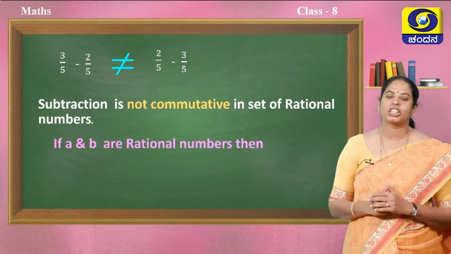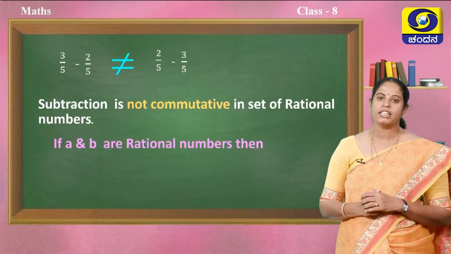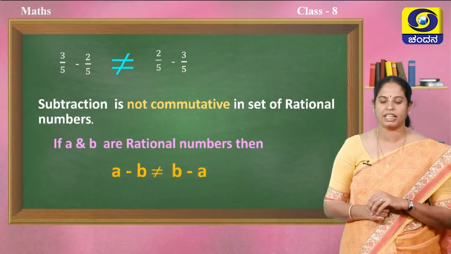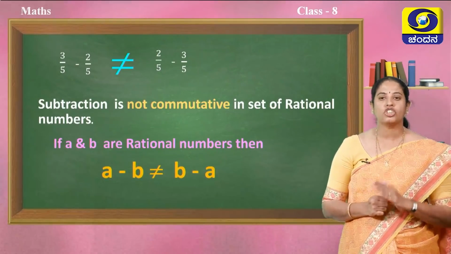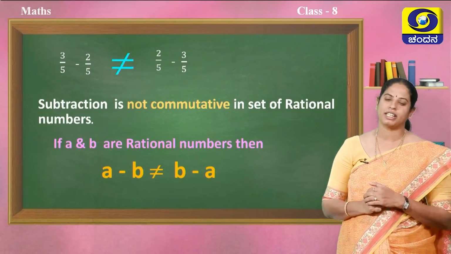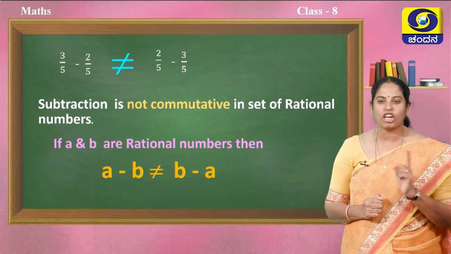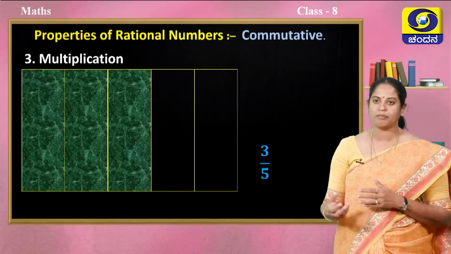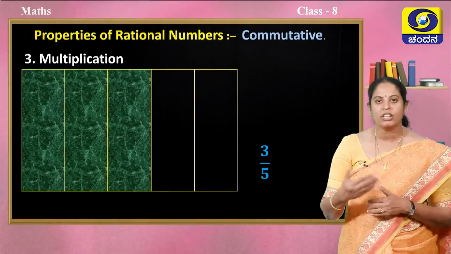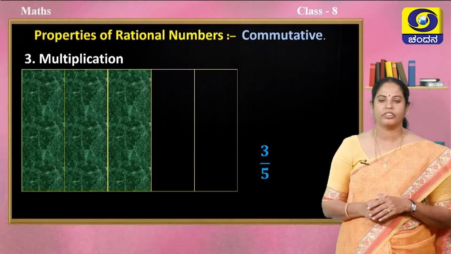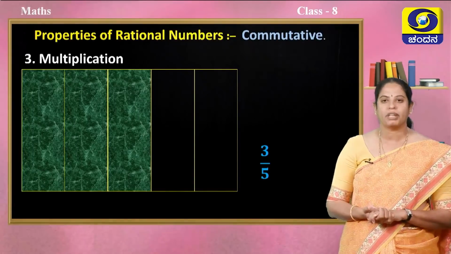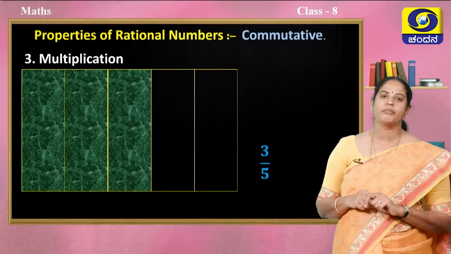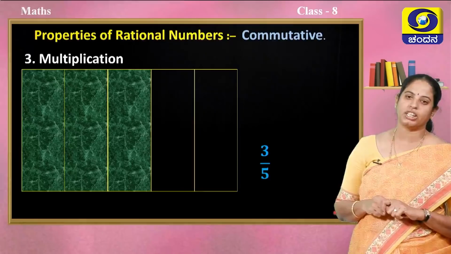This we can generalize by taking any two rational numbers, a and b. Then a minus b is not equal to b minus a. So, we say subtraction is not commutative. You can verify by taking two rational numbers and doing subtraction. You can verify on your own, children. Now, the next basic operation is multiplication. I am checking whether the commutative property holds good on multiplication of rational numbers or not.